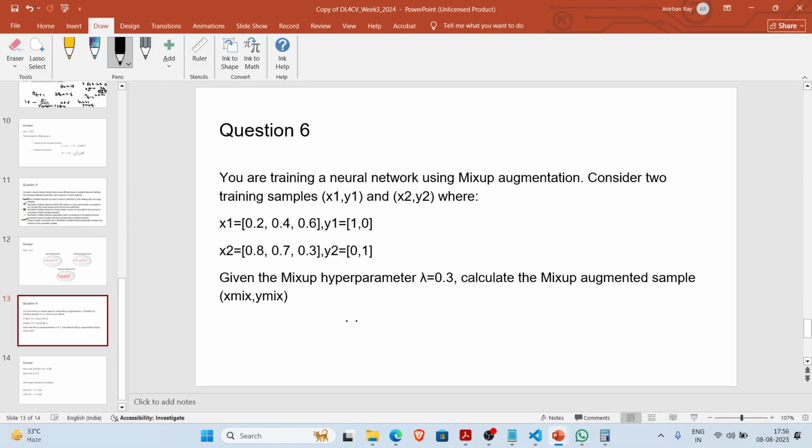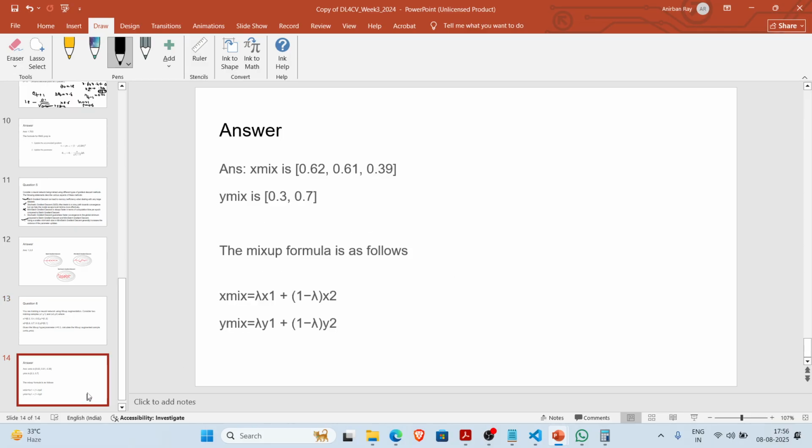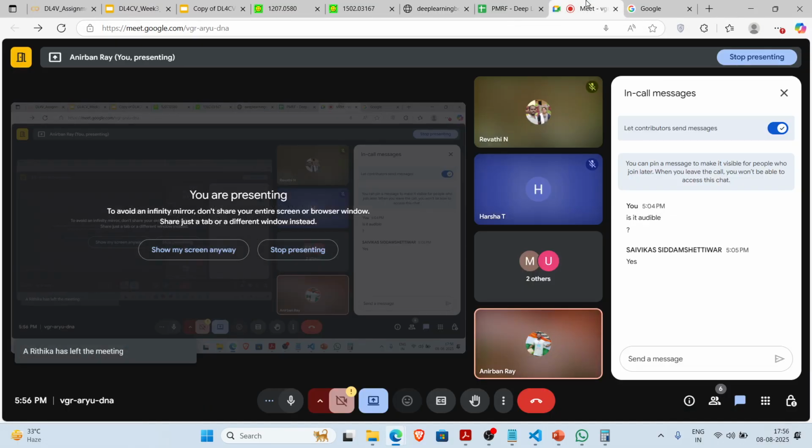Okay, next question is this. The solution is here. What you have to do is this one, and you can calculate. This is it. Any doubt?